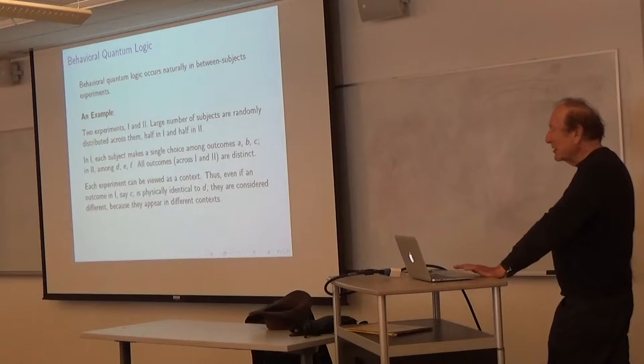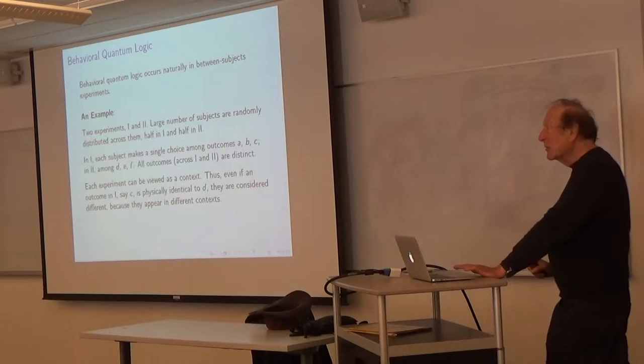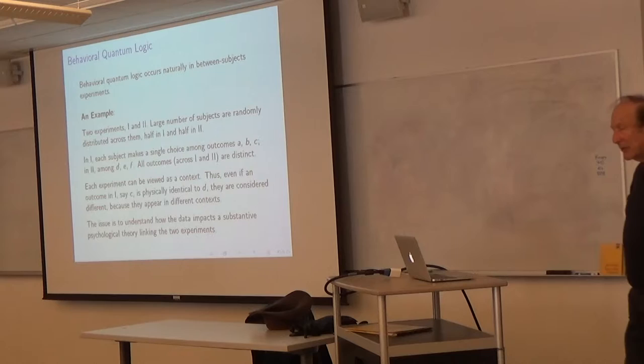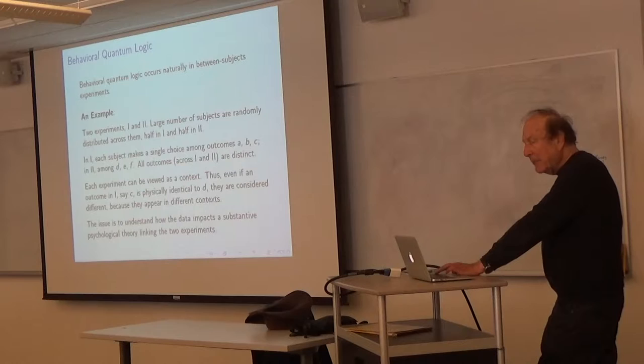Once you're in a different experiment, you're given different instructions, the meaning of the choice is different to the subject, so we treat it differently. Later, the experimenter will want to say it's really the same, but that's part of the theory. That's not part of the evidence. So we have to be very clear about what the theory is. Each experiment can be viewed as a context, so even if they're physically identical, they are not experimentally identical. The issue is how to understand how the data impacts a substantive psychological theory linking the two experiments.